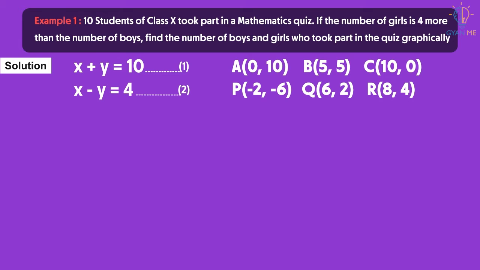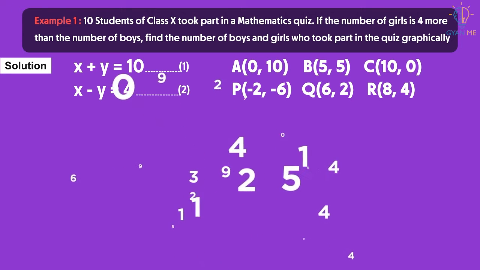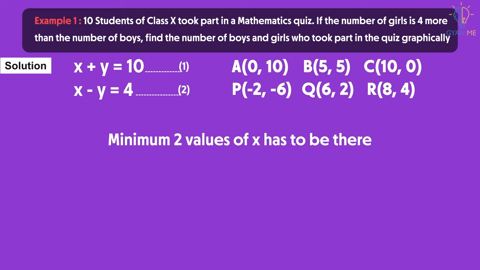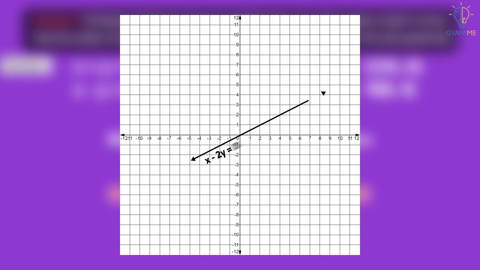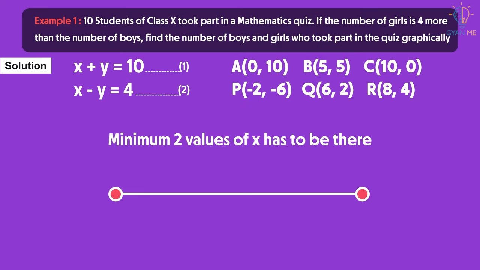Remember students, the choice of values of x is random as per the convenience. And also you can take as many values of x as you want, but a minimum of 2 has to be there. Do you know why? Yes, you are right. It is because to draw a line, we require a minimum of 2 points. And since the graph of a linear equation is a straight line, we select at least 2 values of x.